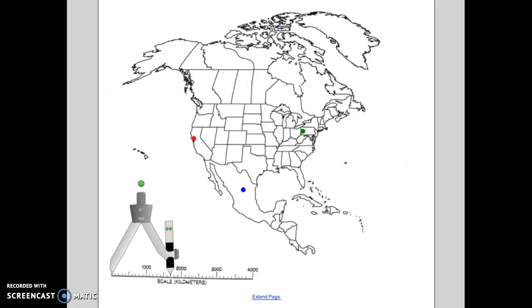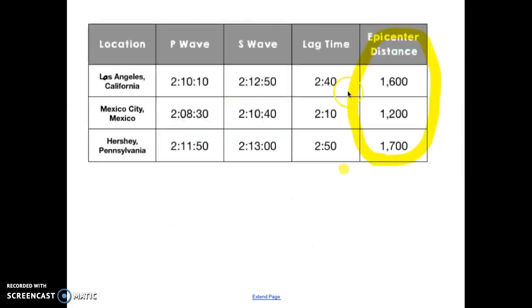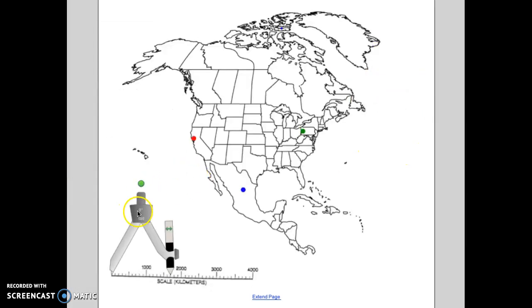So what we do at this point is you have a map, and on your map, each of those 3 cities are identified. Los Angeles is here in red, Mexico City here in blue, and Hershey, Pennsylvania is in green. Remember that the first number we looked at right here was 1,600. So what I'm going to do is take my compass and put the pointy part on 0, and it's really important you're as accurate as possible with this.